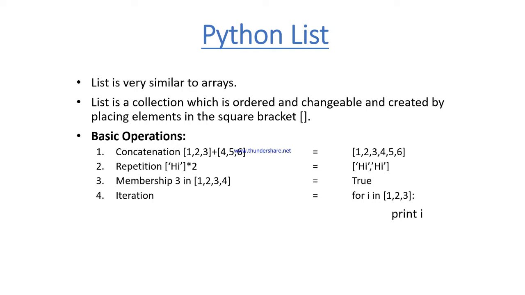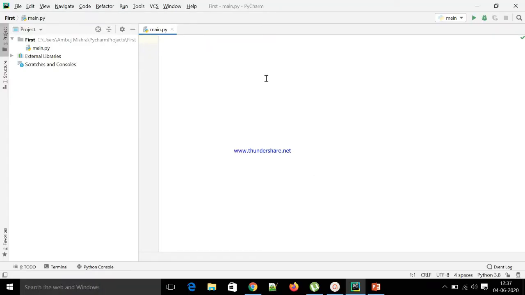Now we will implement each operation and create a list in our Python program. So let's switch to the programming section. So here is our Python file. We will be writing the program over here. So let's start with it.